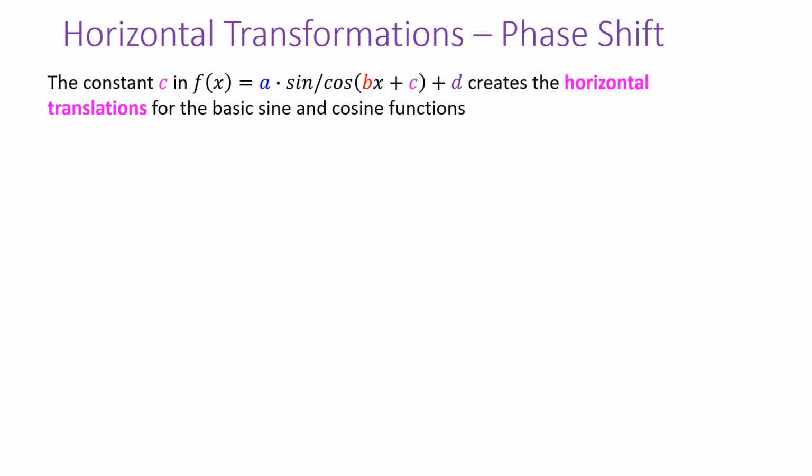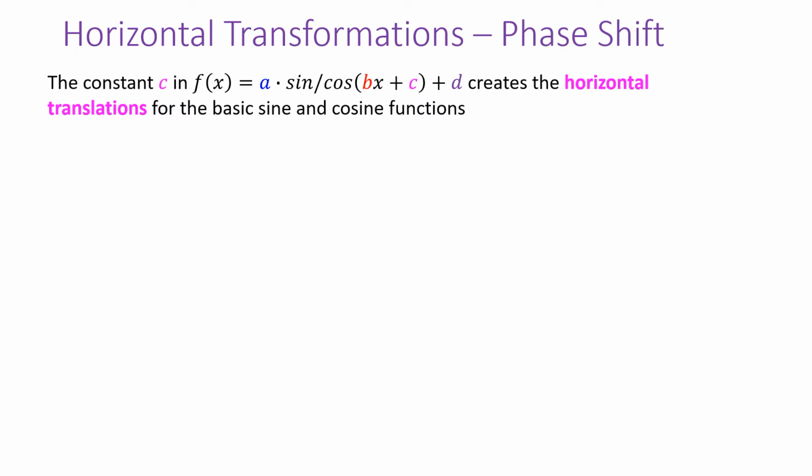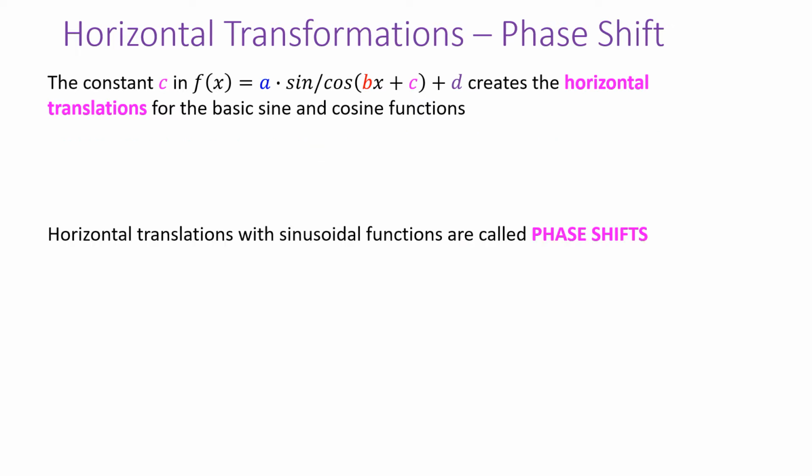So let's remember back to when we were in algebra and we were dealing with quadratic functions. If we had something like f of x equals x minus 4 squared, the part inside the parentheses was our horizontal transformation, and it moved opposite the sign. So this graph moved 4 units to the right. The same type of thing happens with these sine and cosine functions. Horizontal translations with these sine and cosine functions are called phase shifts. And to find them, you do negative c divided by the absolute value of b.